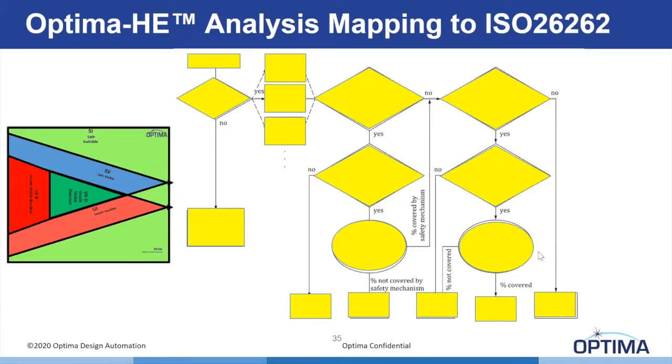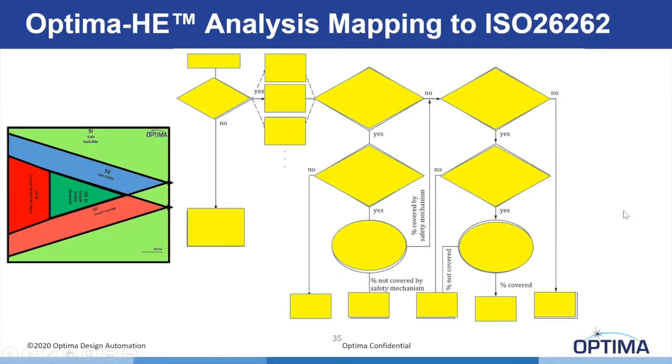How do you map the Optima HE analysis to ISO 26262 metrics? As we have seen, Optima HE runs on UV faults from static analysis, and these UV faults will further be segregated into UVD, which is UV detected, and UVR, which is UV residual.